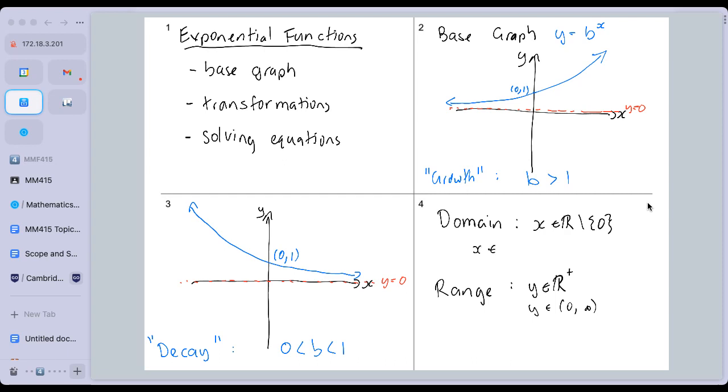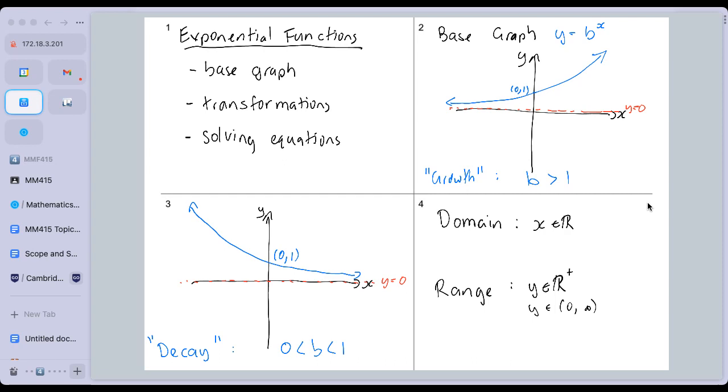X can be 0. What am I talking about? Sorry. X is actually all real numbers. That's my bad. That was definitely my mistake, my fault. So x can be all real numbers. There's no value of x that is restricted there. Okay, so it's all real numbers. The range is all real positive numbers. Can't be 0.